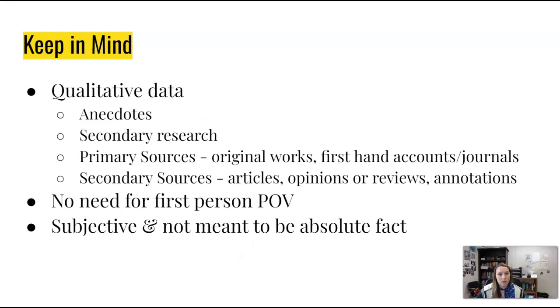Some things to keep in mind in terms of what you can consider when writing is that this is full of qualitative data, meaning we're going to have anecdotes. You might have secondary research of what other scholars are saying or information about the literary movements, the time periods. You're going to look at both primary and secondary sources. So primary would be the original works, a first-hand account or journal. Secondary sources would be articles, opinions or reviews, annotations. So primary is the original, secondary is the commentary on that original, is a way that you can think about it.